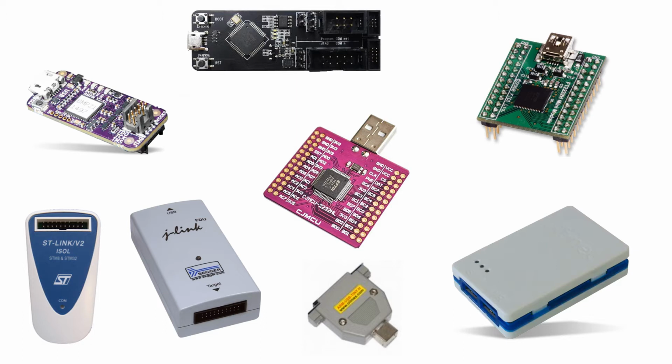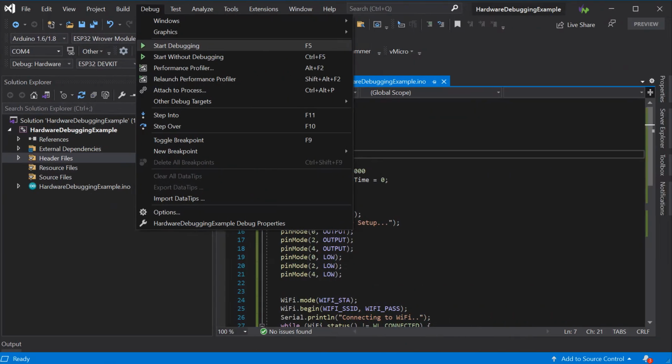So don't forget that there are two ways to begin your debugging session depending on what you wish to achieve. If you want to reset the board and re-upload the code before debugging, then use the Debug Start Debugging option. And to simply attach it to where it currently is in the running code on the board, use the Debug Attach to Process option.